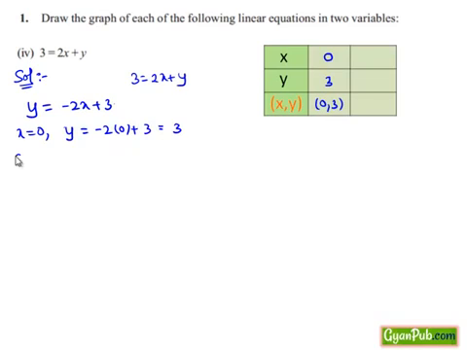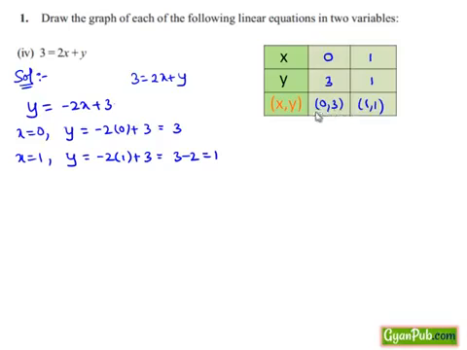Now let us put x equals 1 in the above equation, then we get y equals minus 2 times 1 plus 3, that equals 3 minus 2, which is equal to 1. So when x equals 1, y equals 1. Hence the ordered pair (1, 1) is another solution of the given equation.